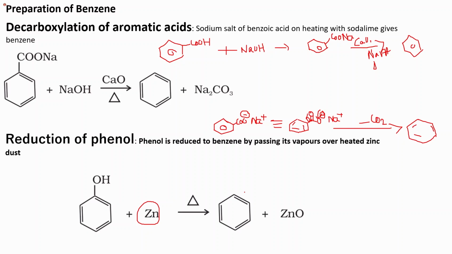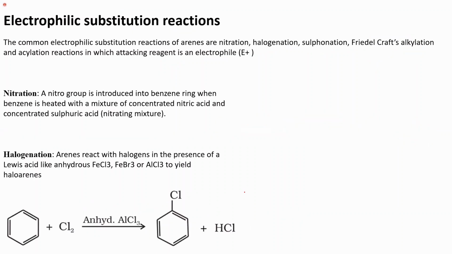Okay, so now we will discuss the electrophilic substitution reaction. The commonly seen electrophilic substitution reactions of arenes are nitration, halogenation, sulfonation, and Friedel-Crafts alkylation and acylation, in which the attacking reagent is an electrophile. We'll discuss not more than three or four examples, starting with the nitration reaction.